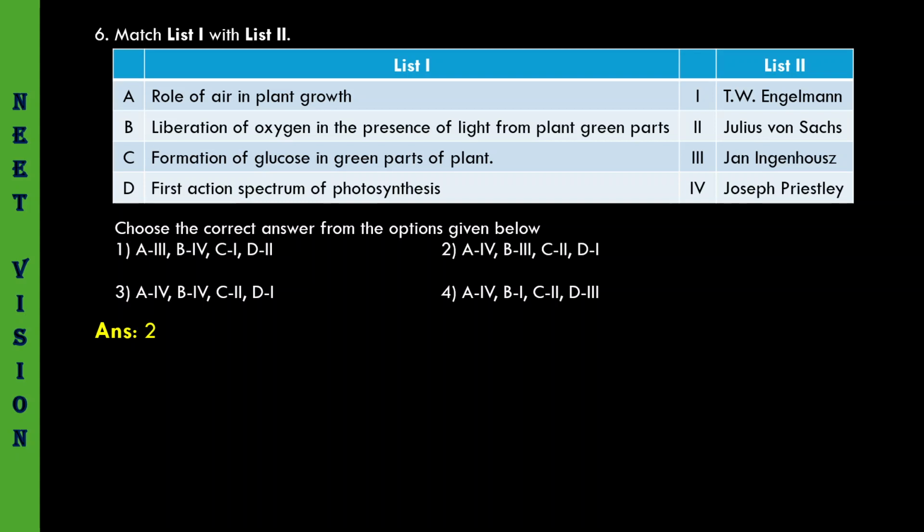B3. Formation of glucose in green parts of the plant: Julius von Sachs. First action spectrum of photosynthesis, that is given by Engelmann. So A4, B3, C2, D1, that is the second option must be the correct one.